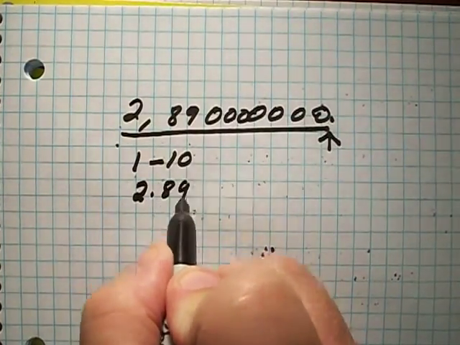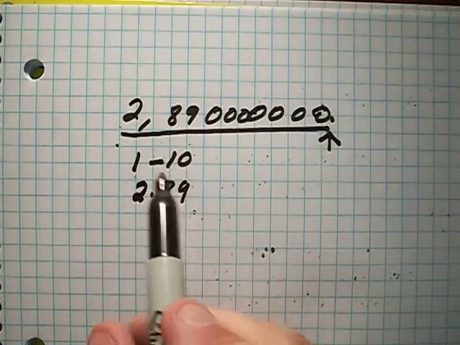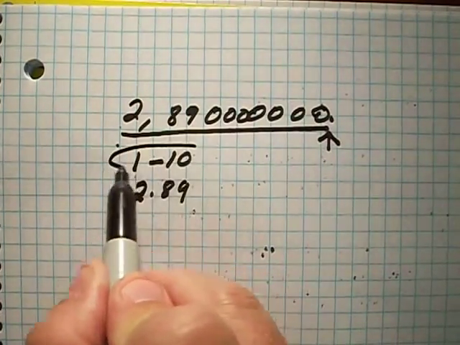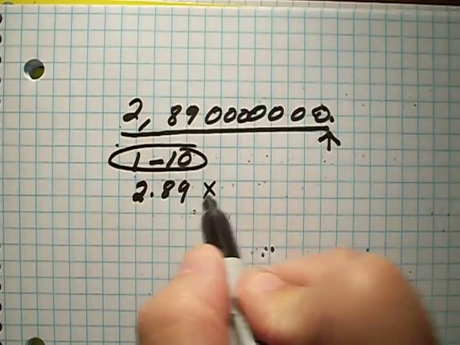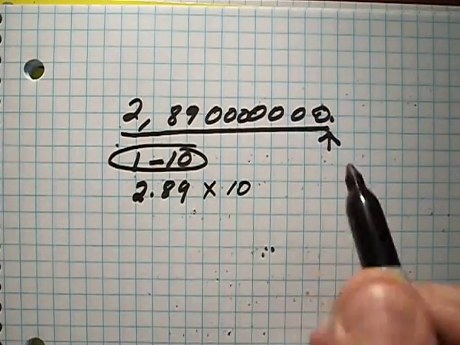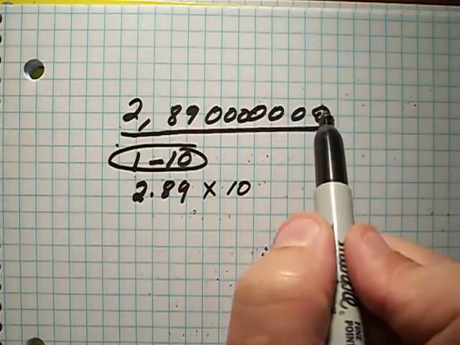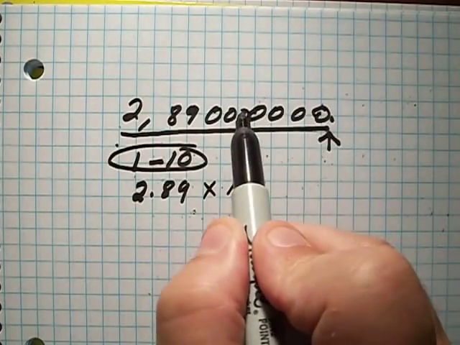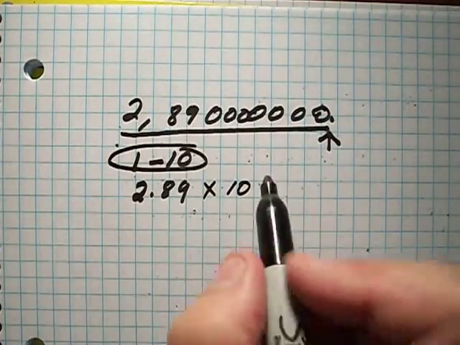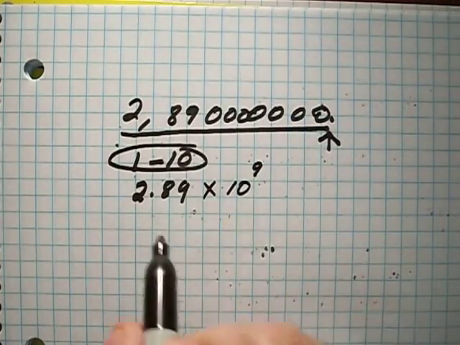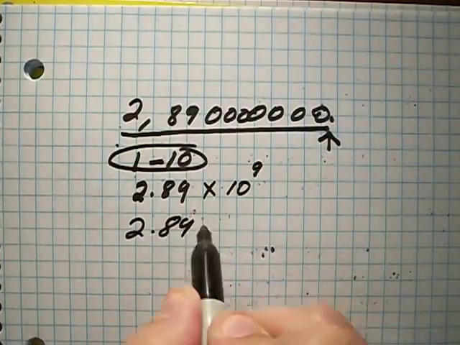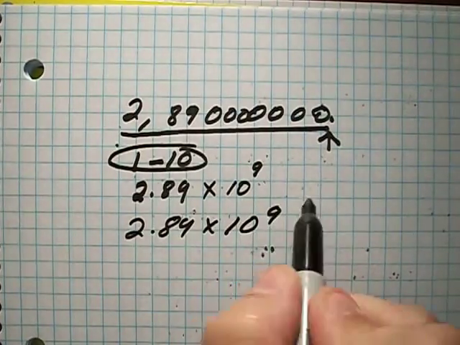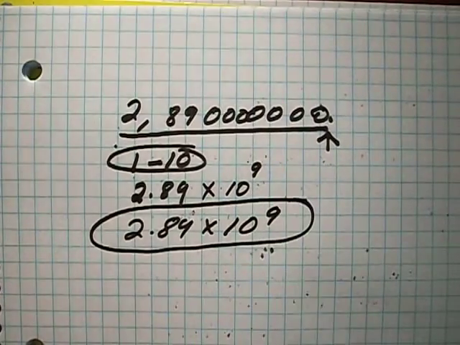So once we get to the ninth digit, we have a number 2, and we're going to express this as 2.89. 2.89 is between 1 and 10. Then we put times 10, and we count the digits again: 1, 2, 3, 4, 5, 6, 7, 8, 9. 10 to the ninth power. So again, this is our number, 2.89 times 10 to the ninth power, and that's what it is in scientific notation.